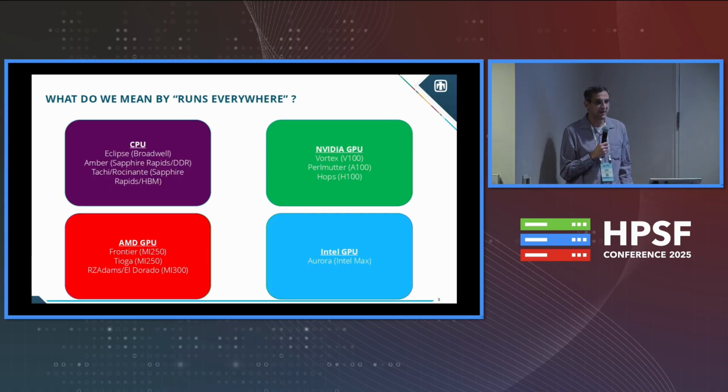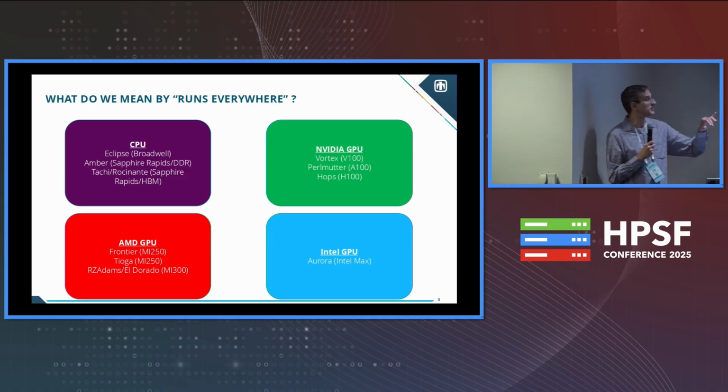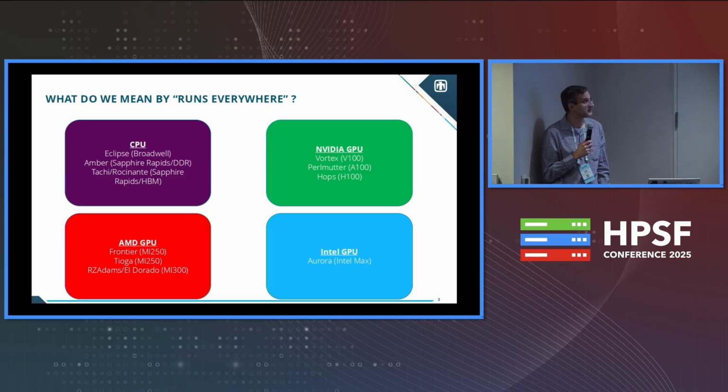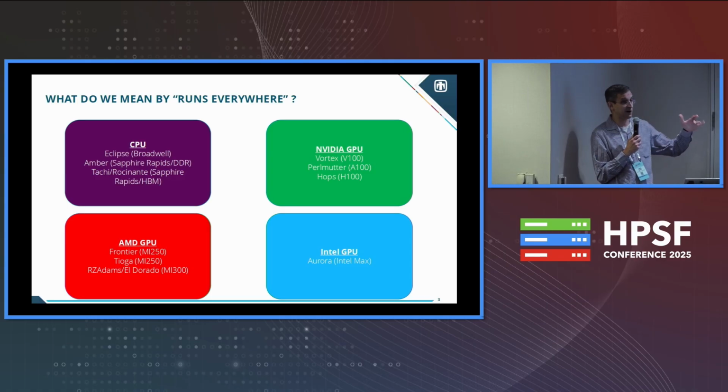So what do I mean by everywhere? This is my definition of everywhere. Asterisk, DOE everywhere. It includes CPU machines. It's Eclipse, which is an old CTS1 Broadwell machine. It's Amber, which is Sapphire Rapids DDR, that's CTS2. There's Tachi and Rocinante, which are both mini Crossroads machines. One's at Sandia and one's at Los Alamos. We test them both to make sure they're performing the same, and I'll talk a little bit about that later.